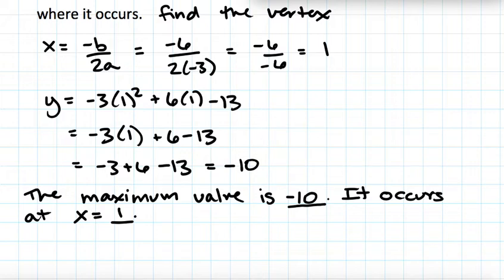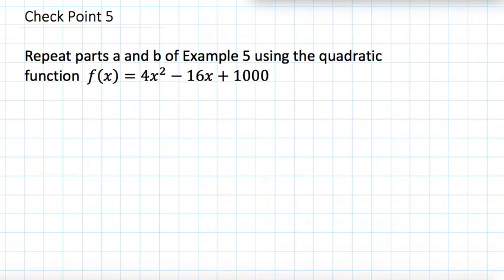So next you should do checkpoint problem number 5. It says to repeat parts A and B of example 5. There's also a part C, which you'll see in the book, but you don't have to worry about that for this class, just parts A and B, using a different quadratic equation. So do this in your notes, check your answer, and then move on with the rest of the video.